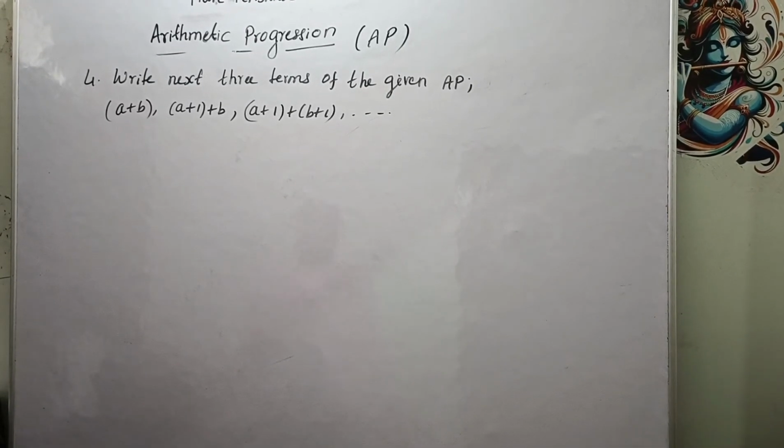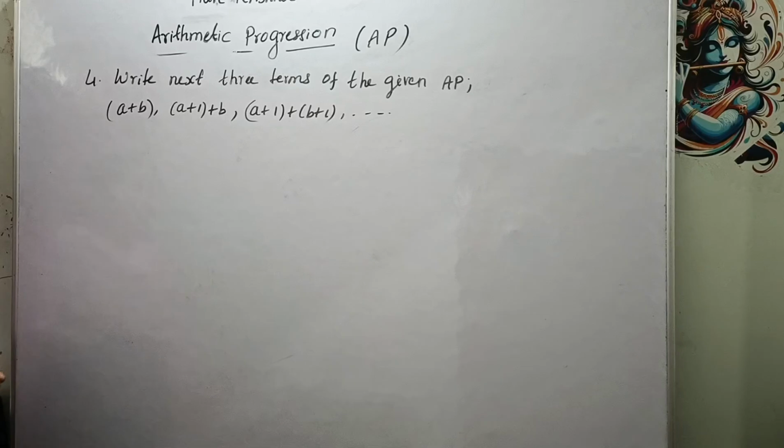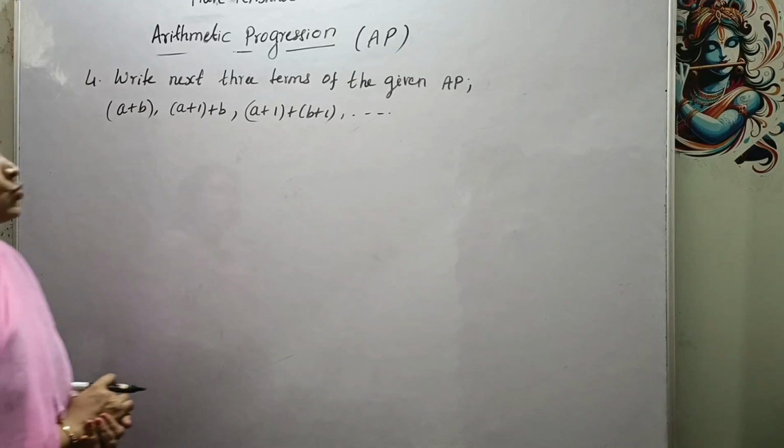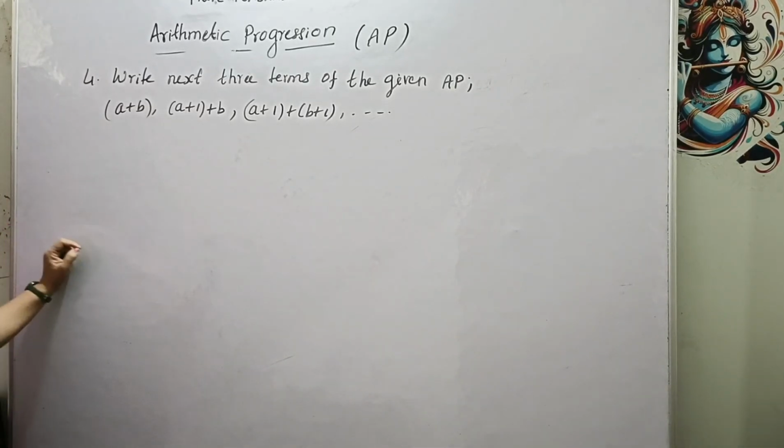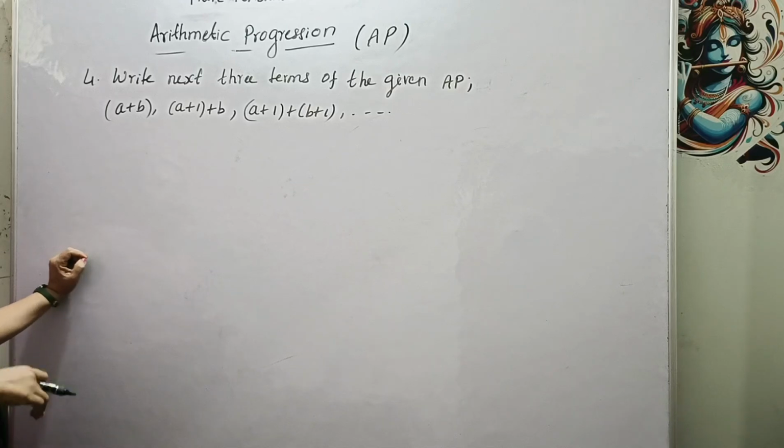Write the next 3 terms of the given AP. First term is a plus b, second term is a plus 1 plus b, third term is a plus 1 plus b plus 1. So 3 terms are given.